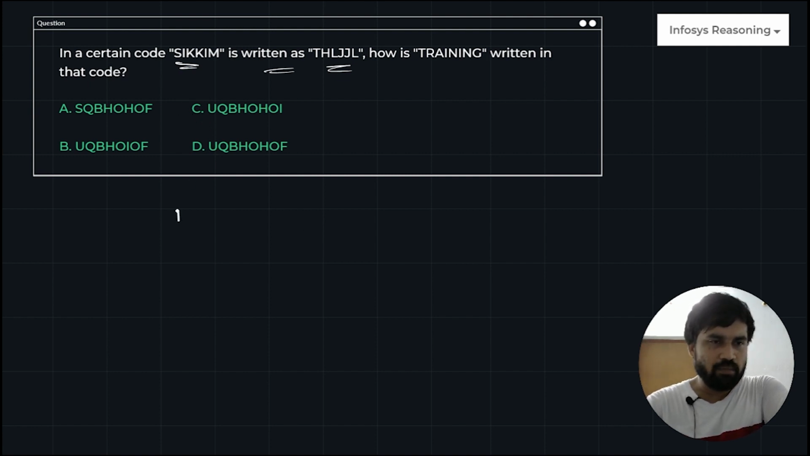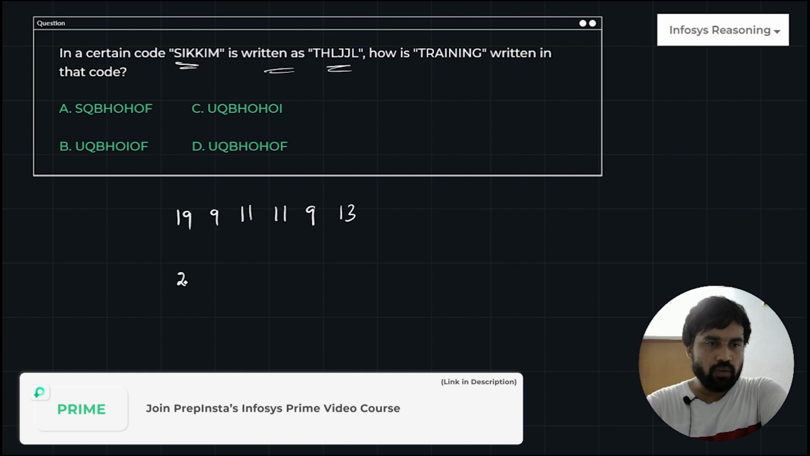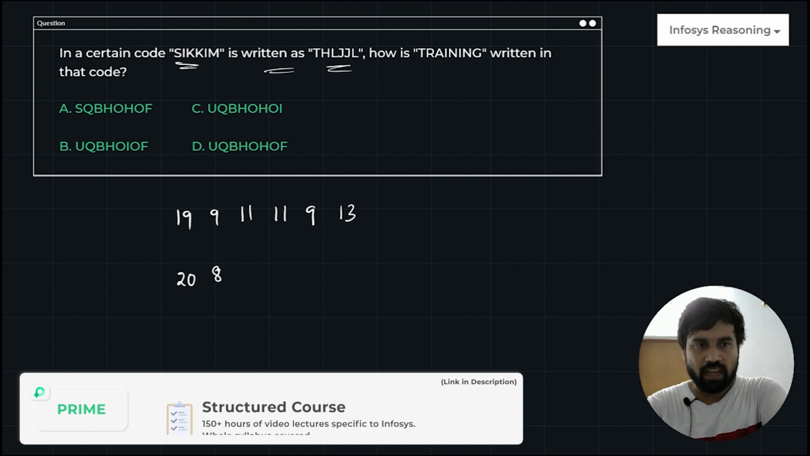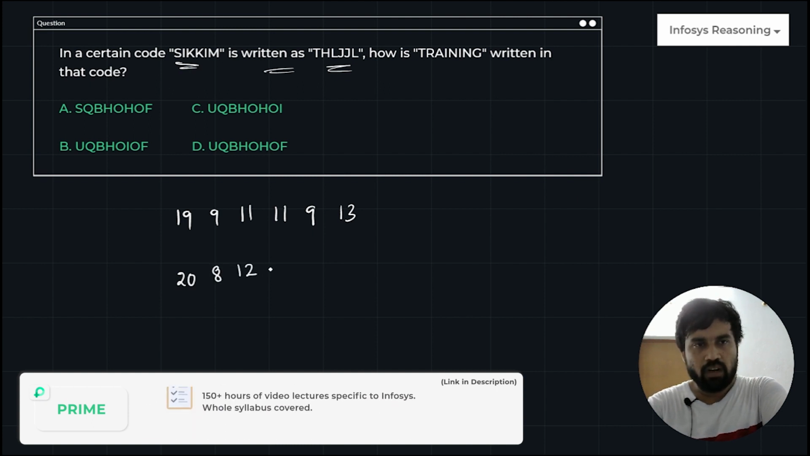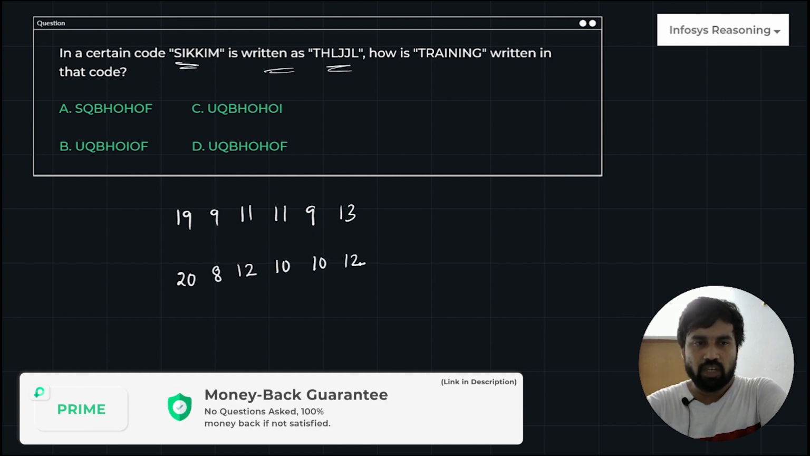So S is nothing but 19 and I is nothing but 9. K is nothing but Kings 11 Punjab. So K is 11, I is 9 and M is 13. So this is how we will remember these alphabets simply. And THLJJL, right? So T is nothing but T20s. So 20, H is nothing but 8 and L is nothing but 12. J is nothing but 10 and J is nothing but 10. L is nothing but 12.